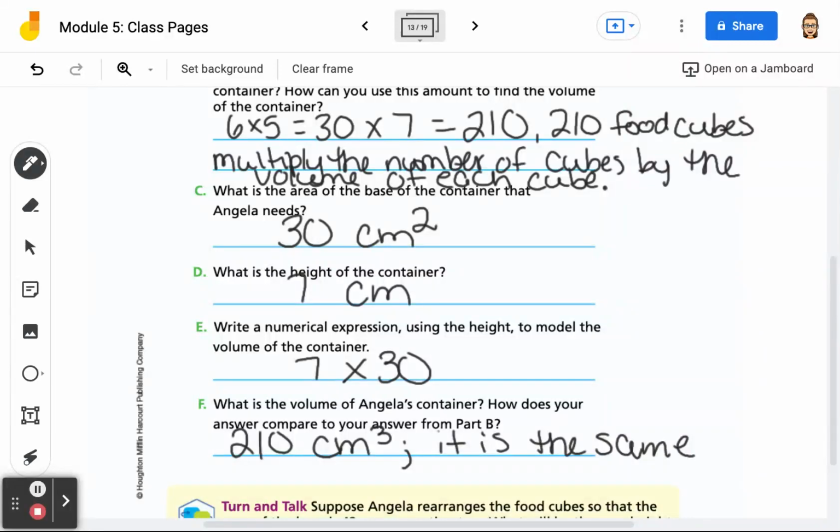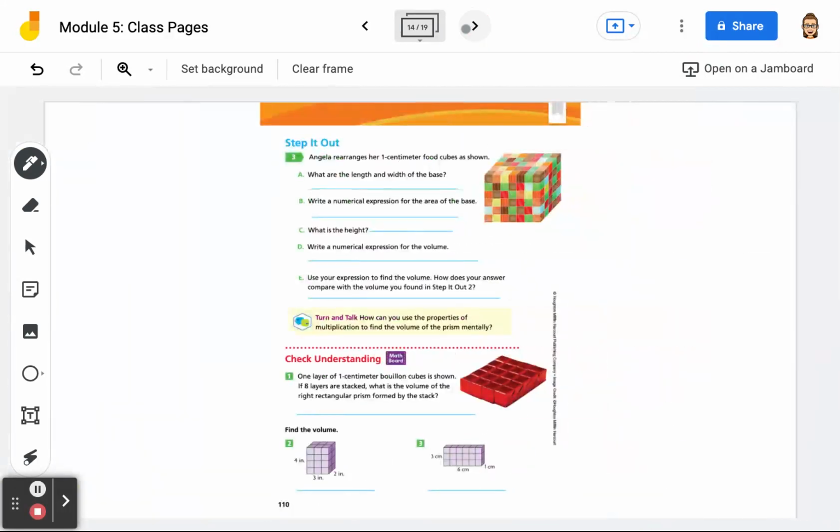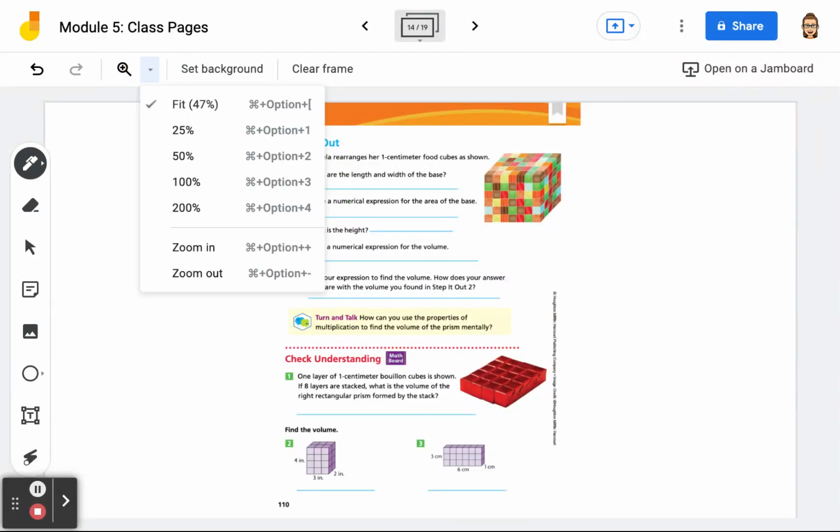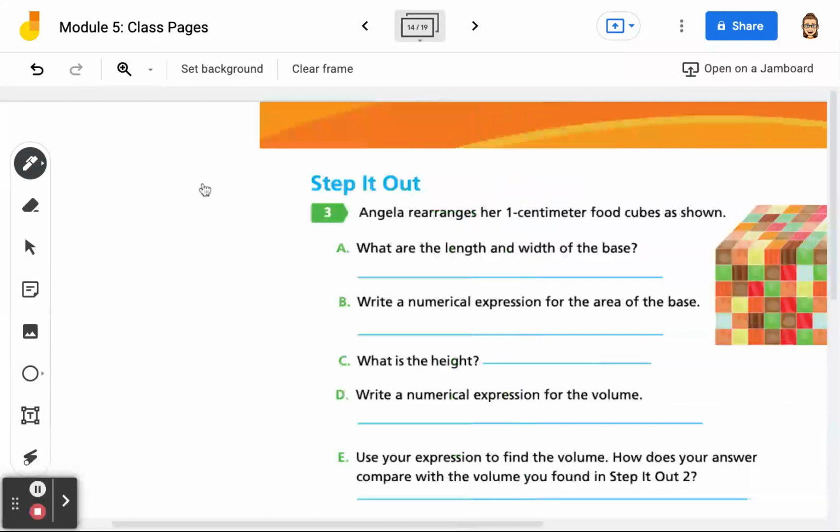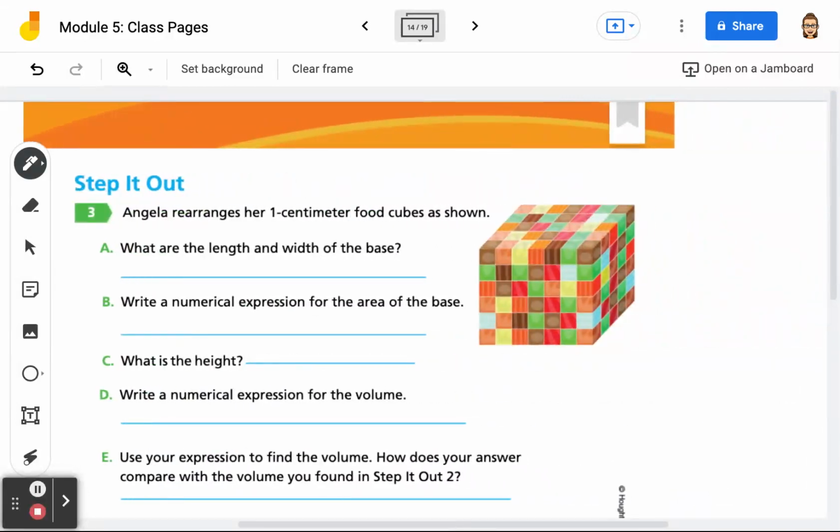So now we are going to look at the last page of this lesson. So it says, Angela rearranges her 1 centimeter food cubes as shown. What are the length and width of the base? Well, we count across. We have 1, 2, 3, 4, 5, 6, 7. So we have 7 centimeters. And the width would be 1, 2, 3, 4, 5 centimeters.